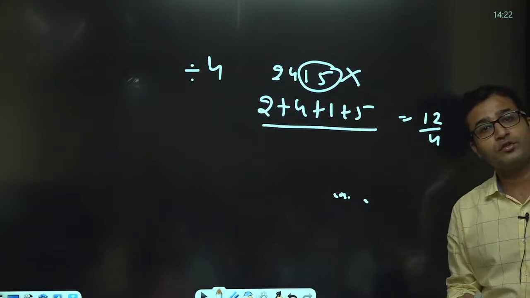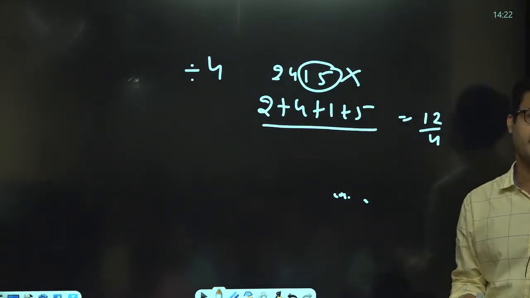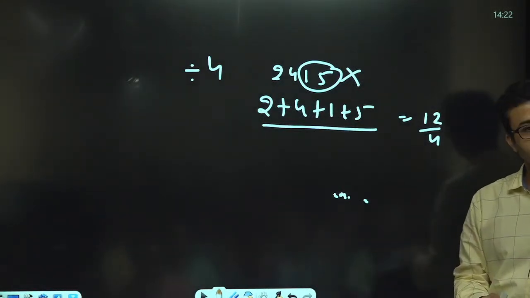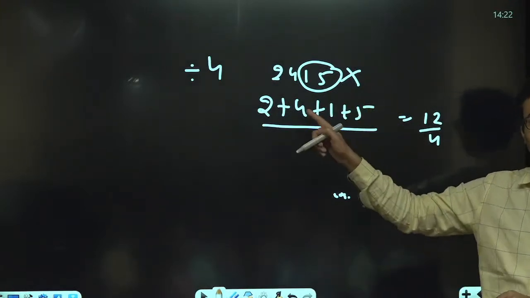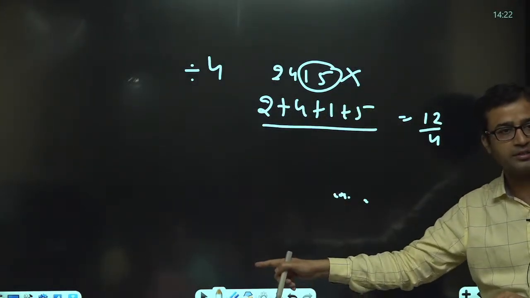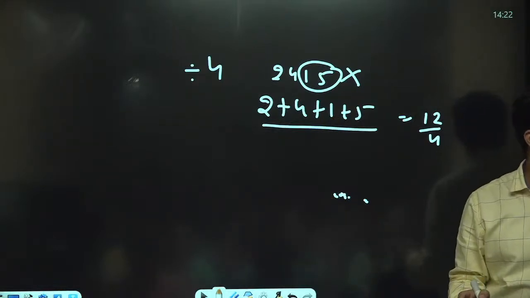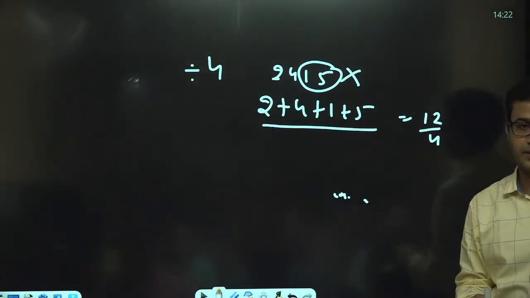Sum of the digits concept we use for 3 and 9. For 2, 4, 8, 16 we have a different concept. For divisibility of 3 and 9 we have a different concept. इतना तो आपको करना पड़ेगा.